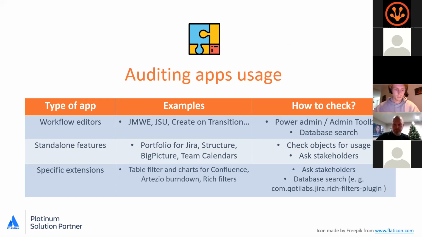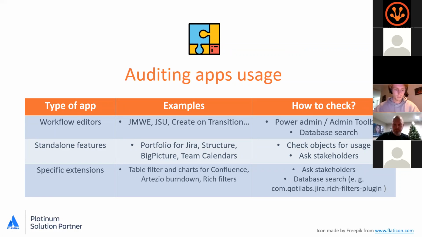So we can say that there are three types of add-ons on which we can demonstrate how to audit their usage. One of them, and a very specific one, are Jira workflow editors. I named them like that because they're often used not only to improve Jira workflows themselves, but to automate various processes. These include JMWE, JSU, automation for Jira, Script Runner, create on transition, and so on.